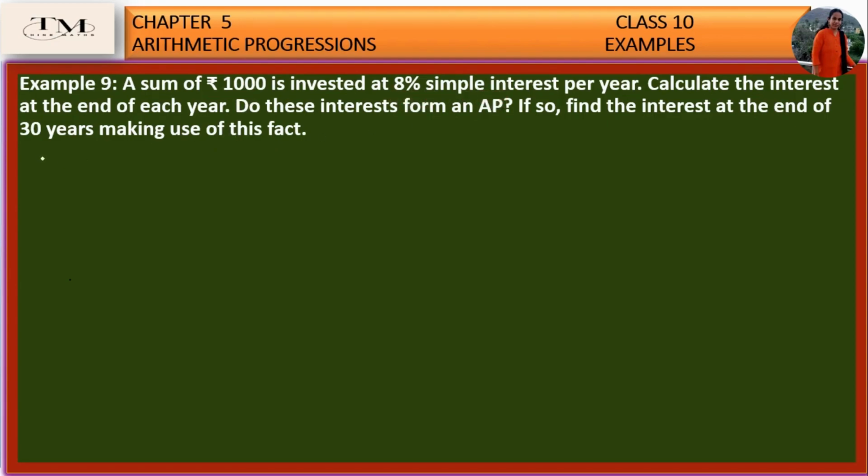So we know the simple interest formula is simple interest equal to PNR by 100. Here P is the principal amount, N is the number of years, and R is the rate of interest. Here P is equal to 1000, N takes the value 1, 2, 3, 4, etc., and R is equal to 8 percent. So we have to substitute these values and find out what is the interest for each year.